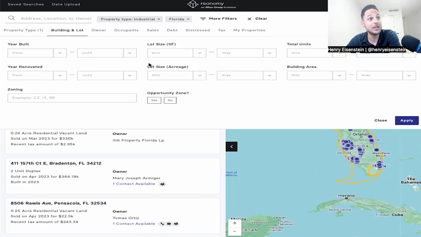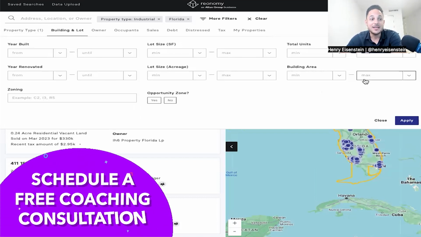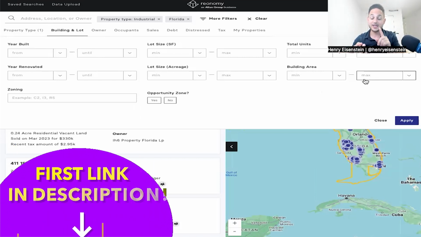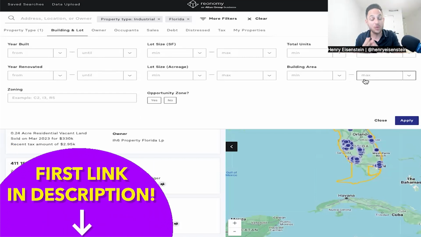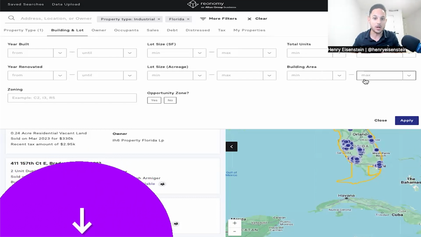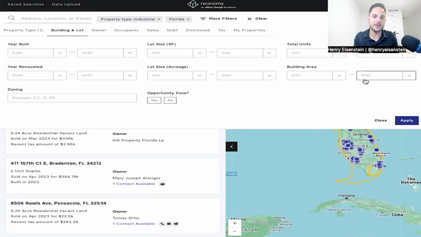Building and lot. I don't like playing around with most of this stuff. I'm not going to do units. I'm not going to do building square footage. Even though for industrial or retail, this could be very, very lucrative. I would love for the information to be accurate. However, 99% of the time, I end up measuring the property on Google Maps. I end up then cross-referencing it with LoopNet and then cross-referencing it with CoStar as well. So most of the time, the information I find on REONOMY when it comes to square footage is wrong.